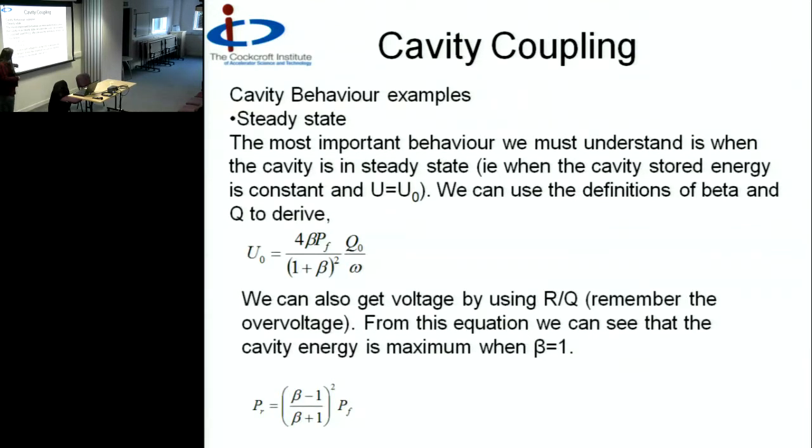The reflected power, as I said previously, is beta E minus 1 over beta E plus 1 squared, times the forward power. So this is steady state. So you want to try and get the most power you can to your cavity by matching it. You want beta E to equal 1.